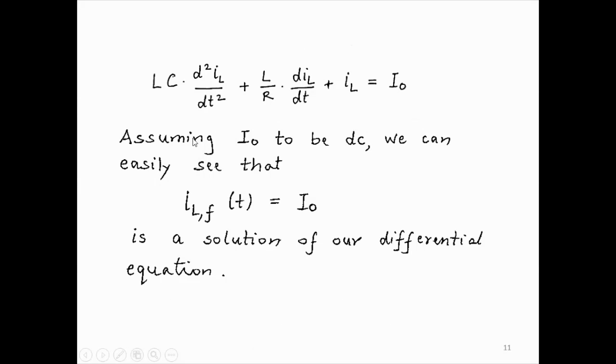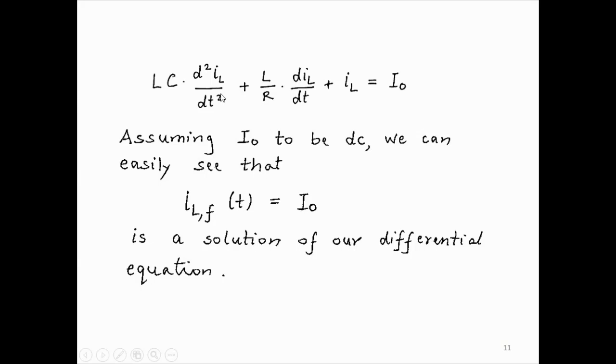Alright, so given that our forcing function, or I0, is DC, we can say that one solution of this differential equation will be DC. So we say, well, what is that DC? Let us try ILF equal to I0, which is a constant. All right. So if we put ILF equal to I0 in this differential equation, then d IL by dt of course is 0 because I0 is a constant. So this is 0.